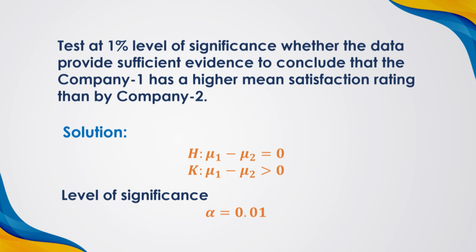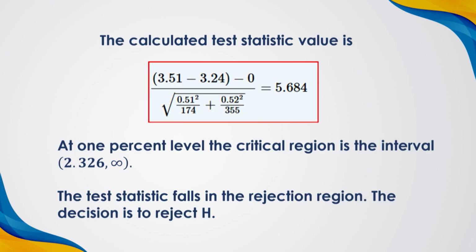So, the solution is we frame the hypothesis as before. H0 is mu 1 minus mu 2 equal to 0, Ha is mu 1 minus mu 2 greater than 0. We expect company 1 is more than company 2. The level of significance is taken as alpha equal to 0.01. The calculated test statistic value is 5.684.